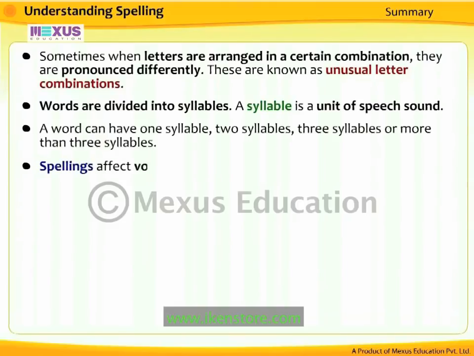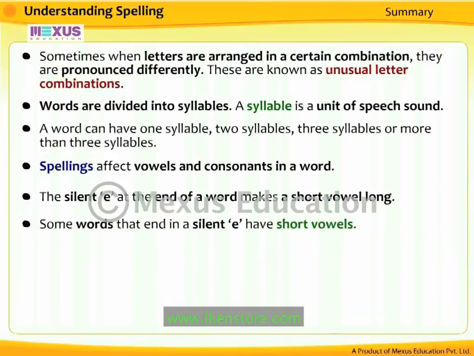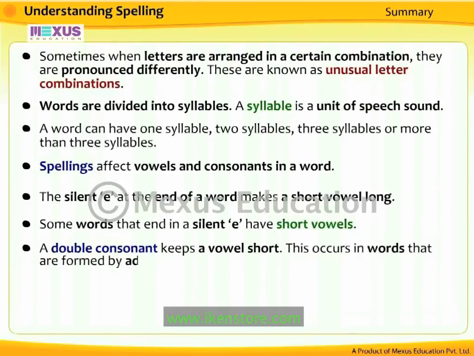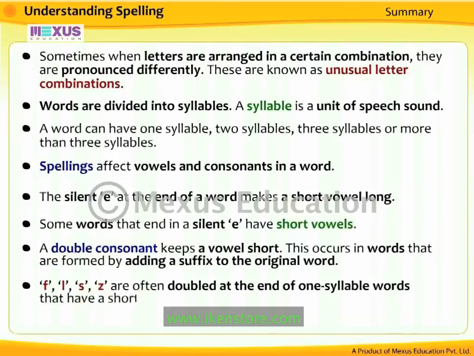Spellings affect vowels and consonants in a word. The silent E at the end of a word makes a short vowel long. Some words that end in a silent E have short vowels. A double consonant keeps a vowel short. This occurs in words that are formed by adding a suffix to the original word. F, L, S, Z are often doubled at the end of one-syllable words that have a short vowel.